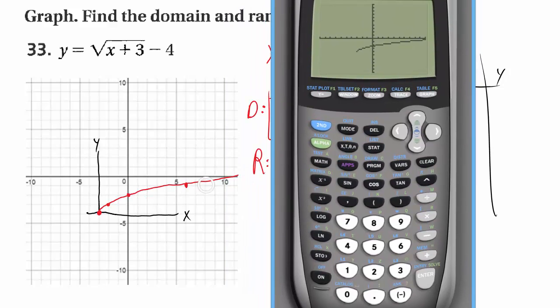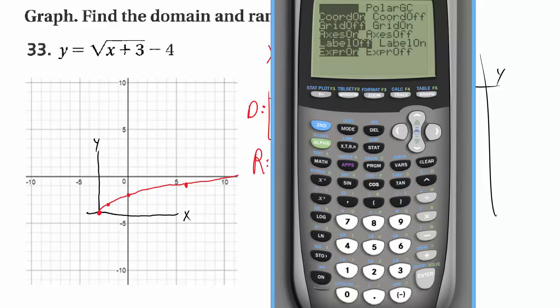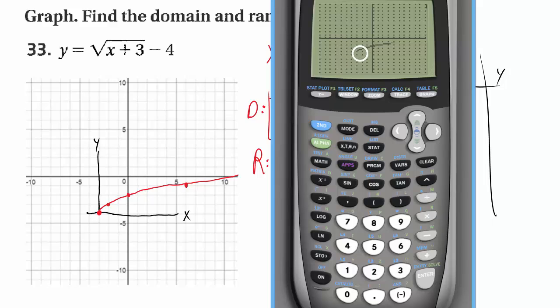And if you want to get it a little more precise, this is something that kind of gets in the way, but let me show you something that you may have forgotten I mentioned in class. If you go to format right here, hit second, and then zoom, so it's like second format. You can turn grid on. So I'm going to go down here to grid, hit enter, and go back to my graph, and look at that. It has like a little grid.